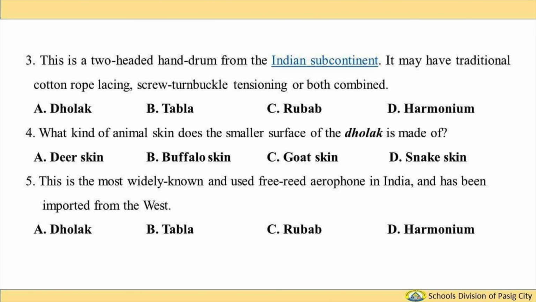Number 3. This is a two-headed hand drum from the Indian subcontinent. It may have traditional cotton rope lacing, screw turnbuckle tensioning, or both combined. A. Dulak. B. Tabla. C. Rubab. D. Harmonium. Number 4. What kind of animal skin is the smaller surface of the dulak made of? A. Deer skin. B. Buffalo skin. C. Goat skin. And D. Snake skin.